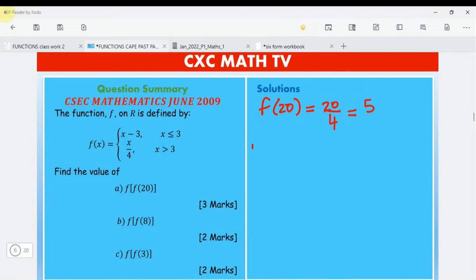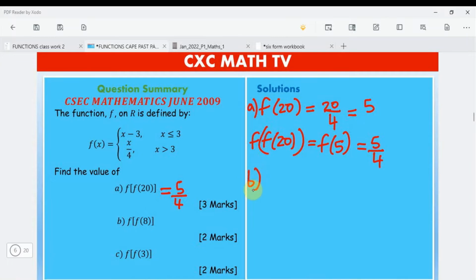So now f of 20 we found is 5, so this is now f of 5. Is 5 bigger than 3? Absolutely. So f of 5 is 5 over 4. In this case we get that the answer is 5 over 4. No problem, that's part A.